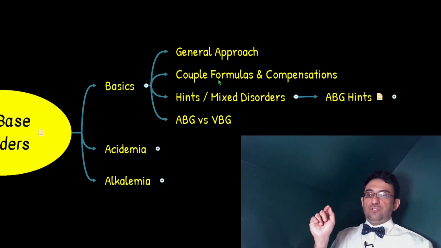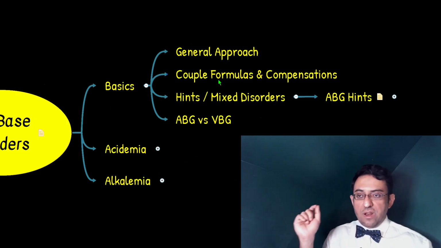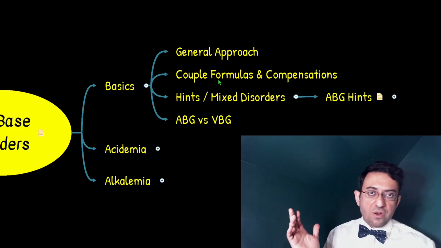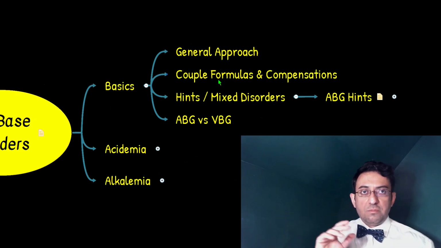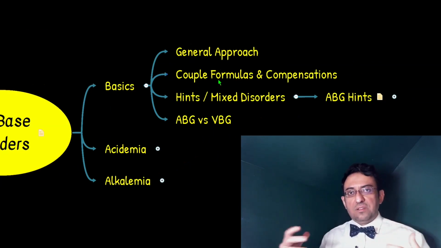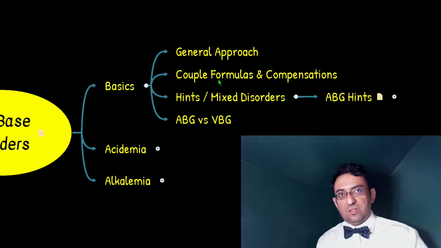Now, one of the essential formulas is the formula of anion gap. So, anions are the negative ions and cations are positive ions. And therefore, what's the concept of anion gap? The concept of anion gap is the unmeasured anions minus unmeasured cations. And if the number is higher, it means we have higher unmeasured anions.